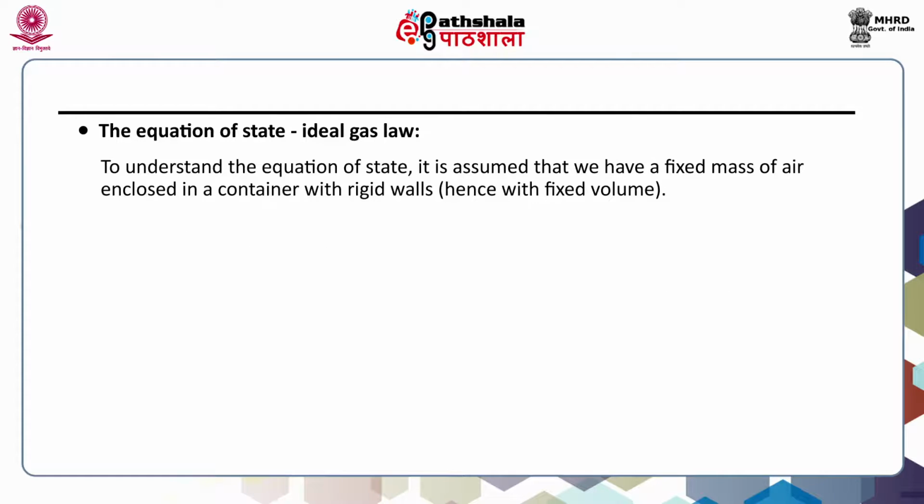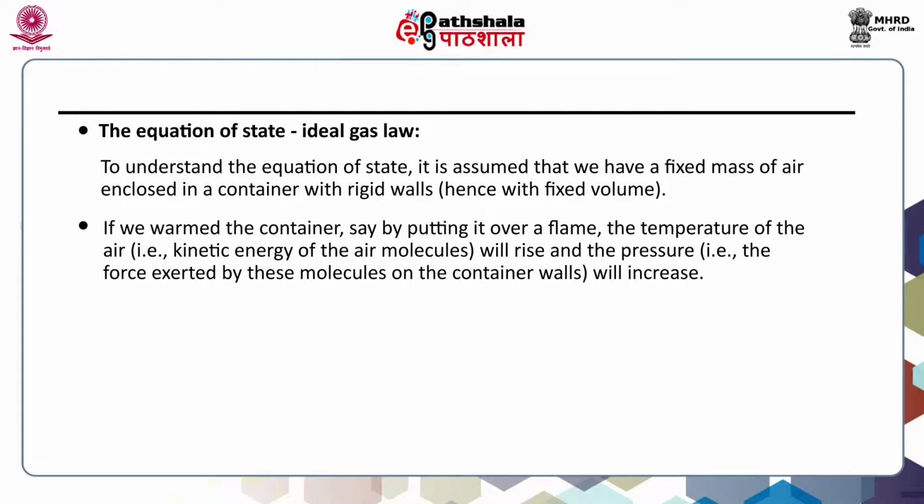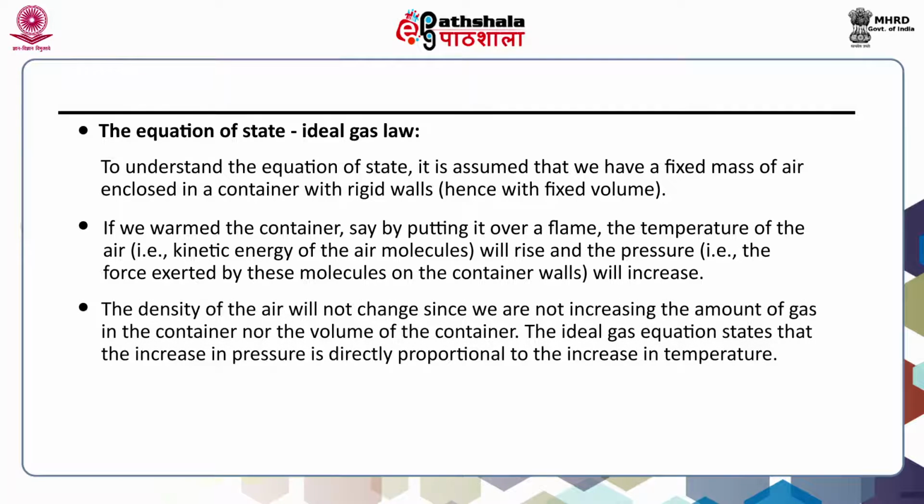To understand the equation of state, assume that we have a fixed mass of air enclosed in a container with rigid walls. Hence, it has a fixed volume. If we warm the container, say by putting it over a flame, the temperature of the air, that is the kinetic energy of the air molecules, will rise, and the pressure, that is the force exerted by these molecules on the container wall, will increase. The density of the air will not change since we are not increasing the amount of gas in the container or the volume of the container. The ideal gas equation states that the increase in pressure is directly proportional to the increase in temperature.